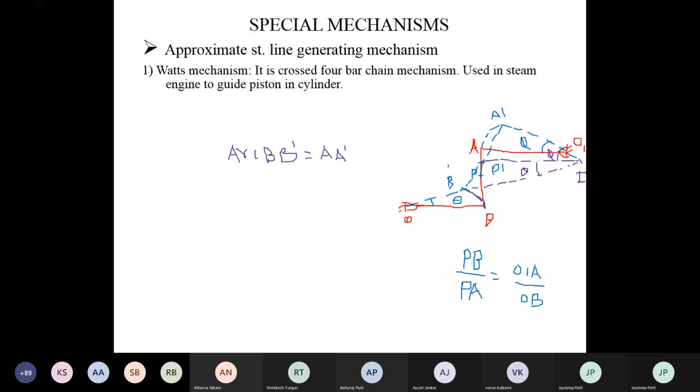Now tell me, how can I find the arc BB dash? What is the formula to find the arc? Radius into angle, correct? Now the radius of BB dash is OB, so OB into theta, correct? Is it right? Don't sit blank, you have to give me the answers. Is it right? OB into theta? Yes or no?